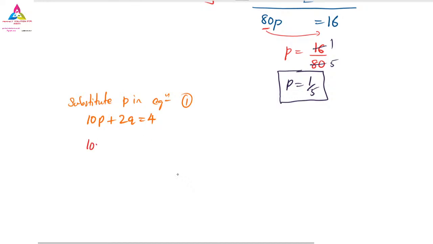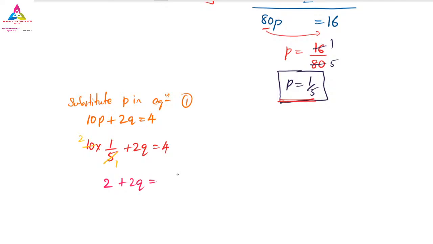So 10 into the p value, we know that is 1 by 5. So here we have found that, plus 2q is equal to 4. Here, 5 ones are 5, 5 twos are 10. So what is left is 2 ones are 2, and here we have 2q is equal to 4. So 2q is equal to 4 minus 2. 4 minus 2 is 2.